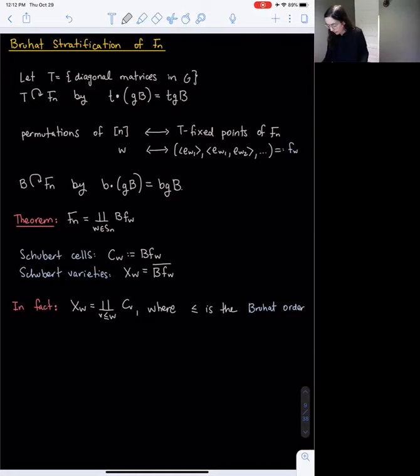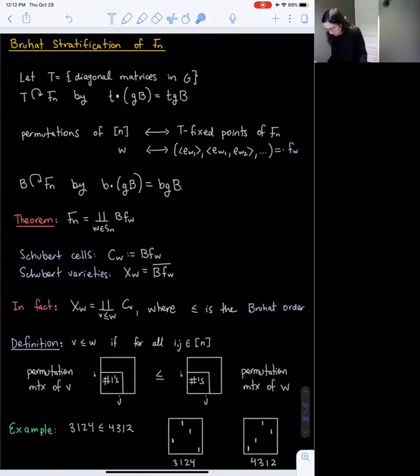So we have that the Schubert variety associated to W is a disjoint union of Schubert cells. Which ones there are is going to be given by some partial order called the Bruhat order. The Bruhat order is an order that we associate to permutations, and let me be very concrete about what it is. There are so many definitions, but I like this one.